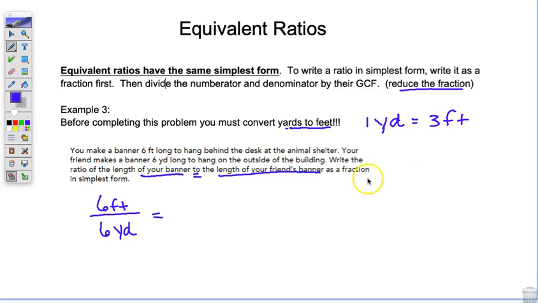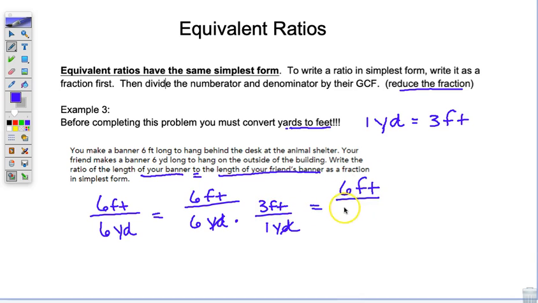Now here's where this conversion is going to come in handy. We need to make sure that both of these are in feet first. So the first one is okay, it is in feet. So I want to convert the 6 yards down here into just feet. I can do that pretty easily by multiplying that 6 yards times the conversion factor of 3 feet to 1 yard. So when I do that, these yards cancel each other out, and 6 times 3 is 18. So now I have 6 feet over 18 feet.